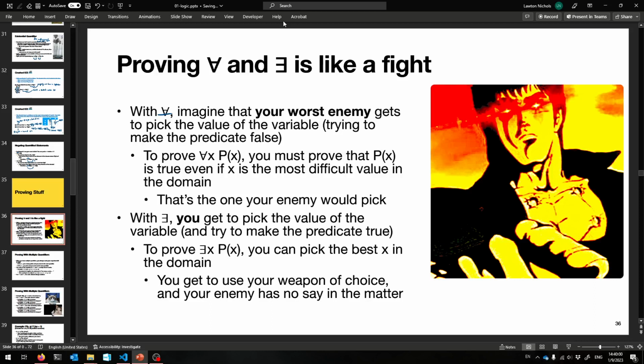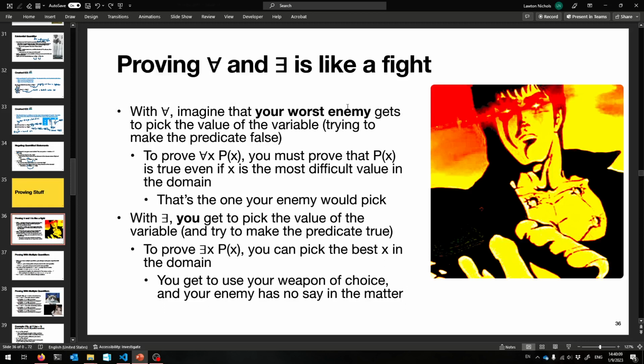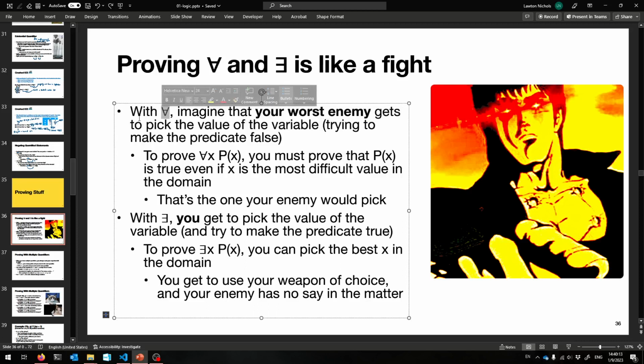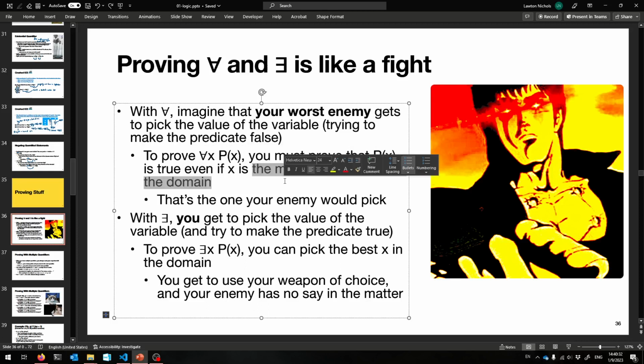When you have a for all, I want you to imagine your worst enemy is the one trying to get your proof to be false. You're trying so hard to make it work, but your worst enemy is trying to pick values for the variable that the for all is quantifying over to make your day go horribly, trying to make that predicate false. Your job is to prove that, no, it works for all of them. So you get to imagine that your worst enemy is picking the worst possible option, and you have to counter it. So to prove for all x, P of x, you have to prove that P of x is true for everybody, including the most difficult value in the domain.